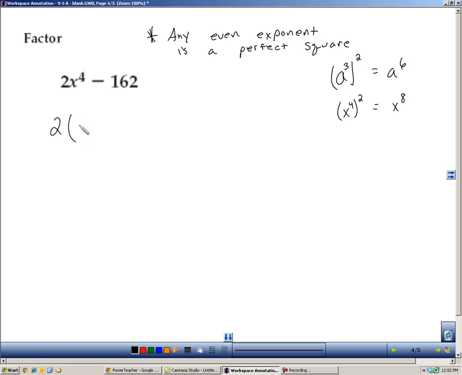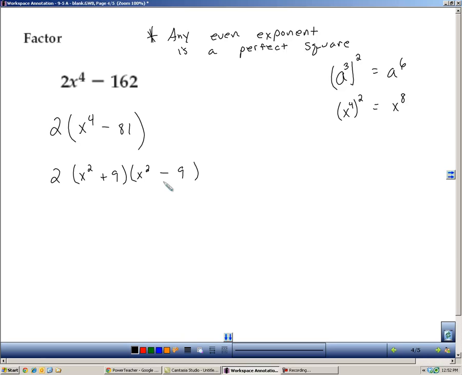I'm going to take a 2 out, and I'm going to get an 81. Now what's left has a minus sign. X to the 4th is a perfect square. We just talked about that. And 81 is a perfect square, so this is a difference of squares. Now what squared gives me x to the 4th? X squared times x squared. And then 9 times 9 is 81. One's got a plus sign, one's got a minus sign.